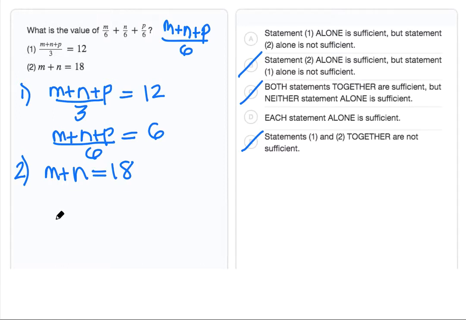So statement 2 alone is not sufficient, which means we can eliminate choice D, and the correct answer is going to be choice A. Statement 1 alone is sufficient, but statement 2 alone is not sufficient.